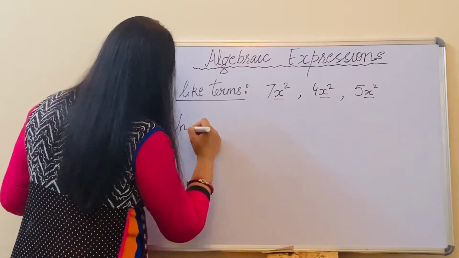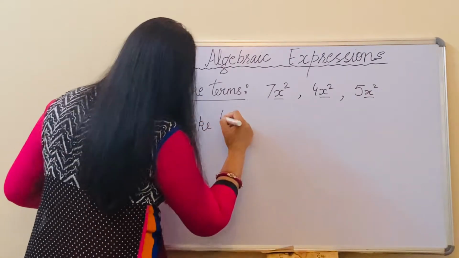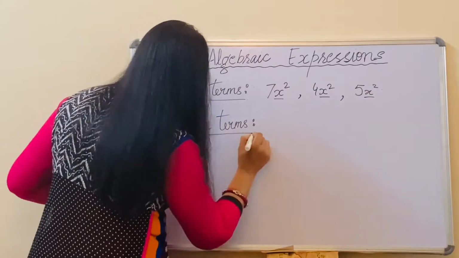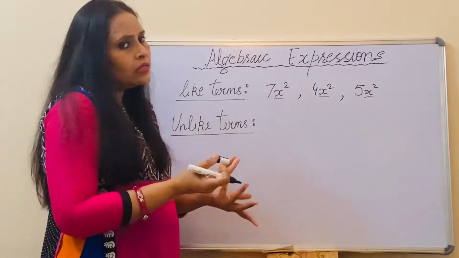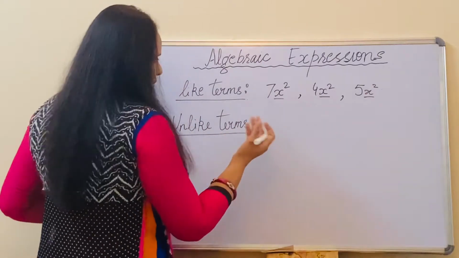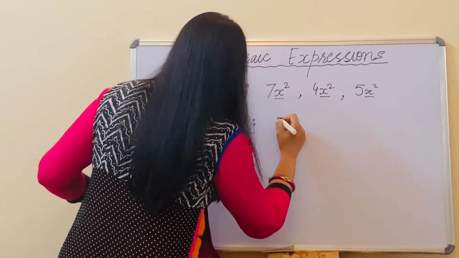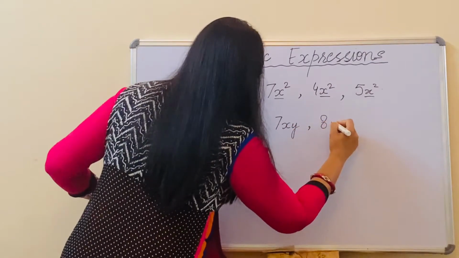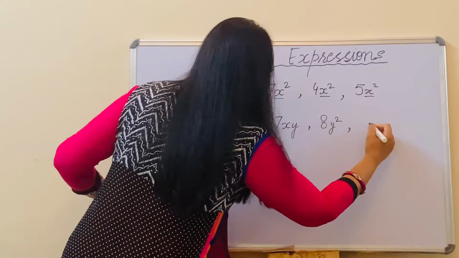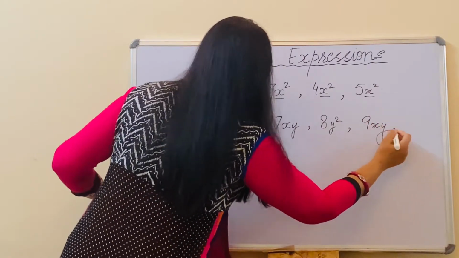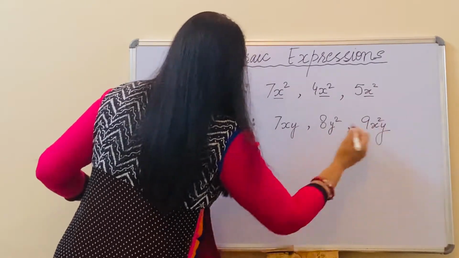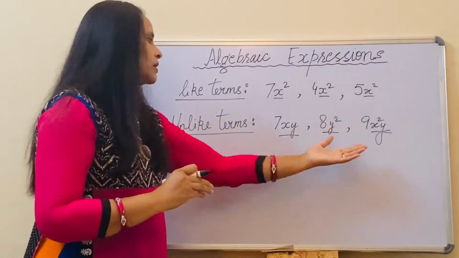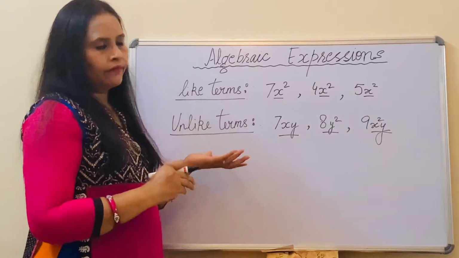What can be the unlike terms? Terms in which the variable part is not similar. So it is very simple. For example, it can be 7xy, 8y squared and 9xy, x squared y. So the variable part is not similar in these terms, so these are referred to as unlike terms.